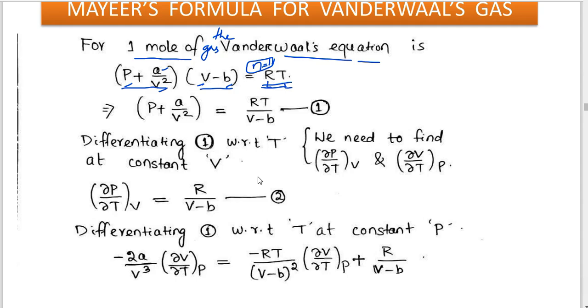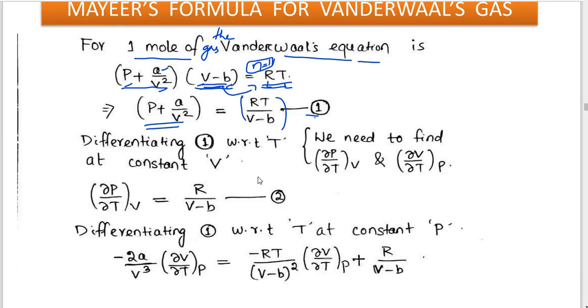Okay. So what will be P plus a by V square from this part? V minus b is multiplied on the left side, so it is divided on the right side. So RT by V minus b. Take this as equation 1. ओके, हमको दोनों डेरिवेटिव, del P by del T और del V by del T दोनों निकाल के हीट कैपेसिटी इक्वेशन में डालना पड़ेगा और उसके बाद हमको आंसर मिल जाएगा.